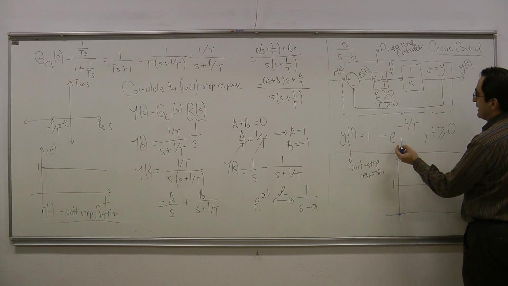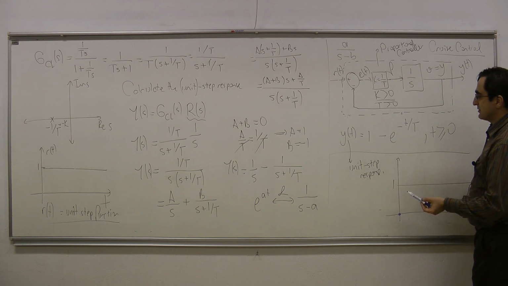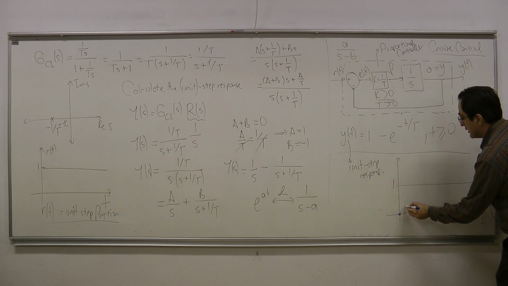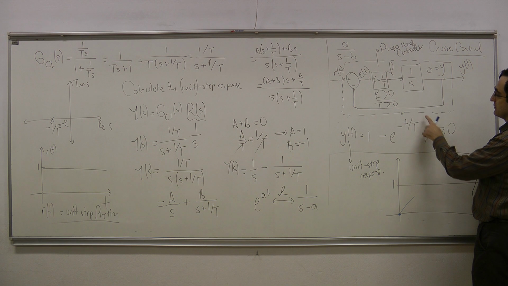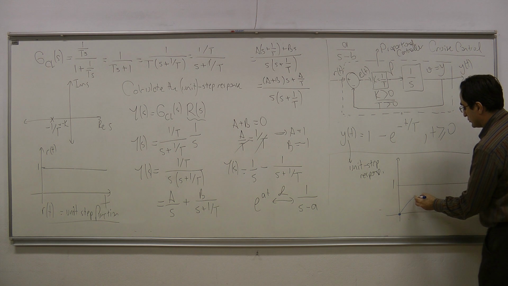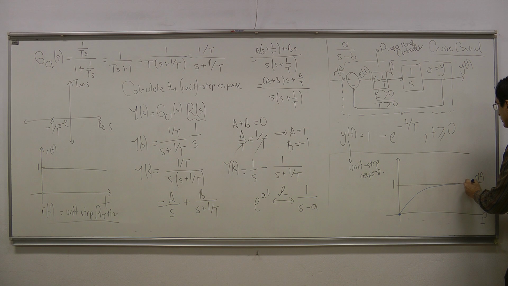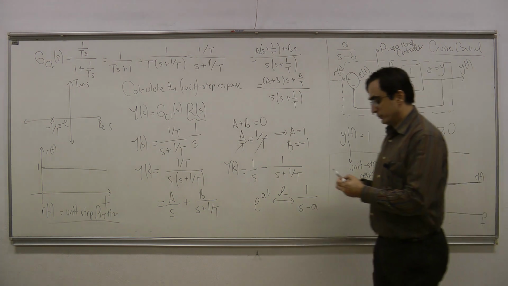what is going to happen then? This e to the minus t over T is going to get smaller and smaller as time progresses, and the output is going to be larger and larger. And what is going to happen as time t goes to infinity? As t goes to infinity, this exponential is going to decay to 0, and my output is going to be equal to 1. So my output is going to be coming in this manner, and it's going to converge to the value 1 here. Okay? So this is my unit step response.